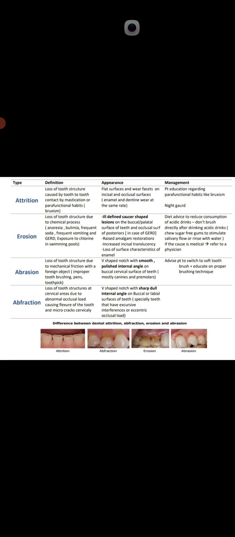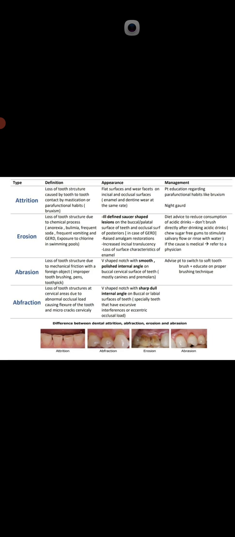The management is patient education regarding parafunctional habits like bruxism. We should educate the patient if it comes in young age from a parafunctional habit like bruxism, and we should give a night guard to the patient. If it is physiologic, then there is no problem. And if the patient feels sensitivity, then we go for composite filling if the pulp is not exposed. If the pulp is exposed, then we should go for root canal treatment.